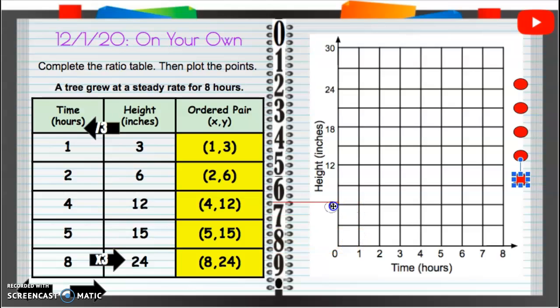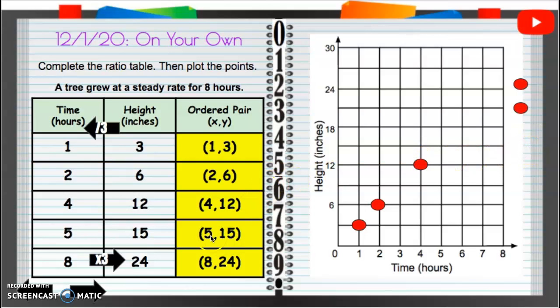So this is 6 here. So half of that is going to be 3. So 3 will be right here on our graph. Over 2 up 6. If we go down the hall 2, up the elevator to 6. There we are. Over 4 up to 12. If I go down the hall to 4 hours, it grew 12 inches.